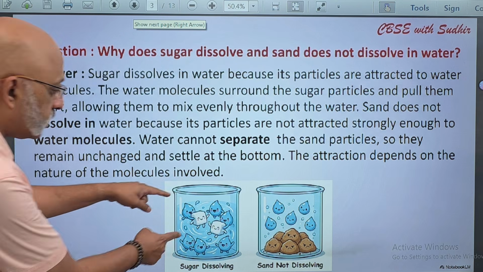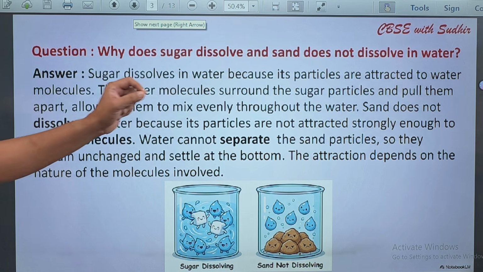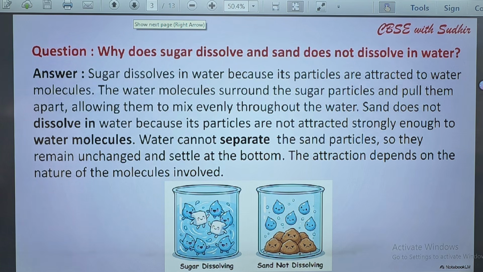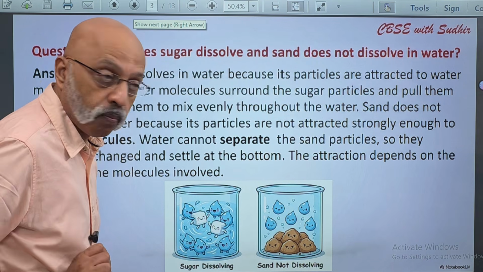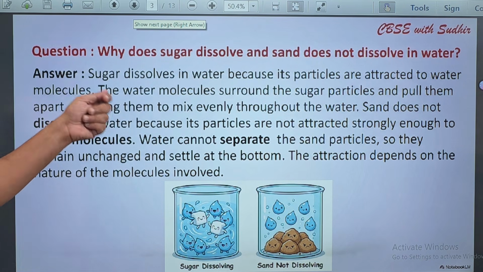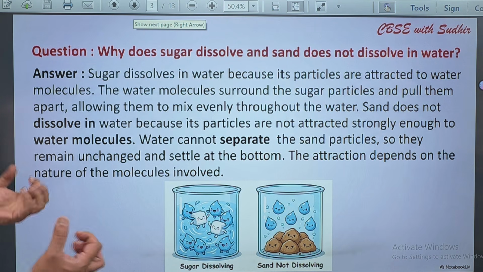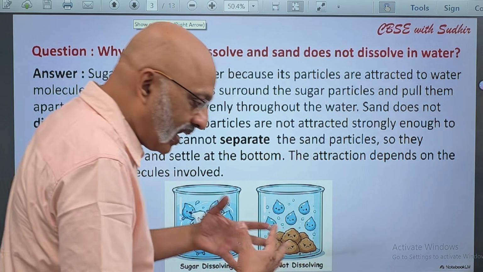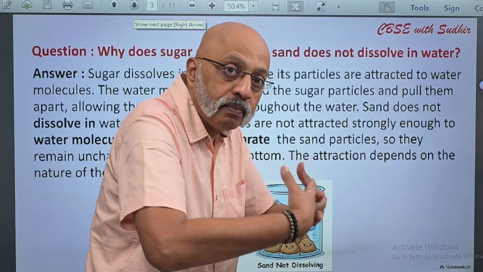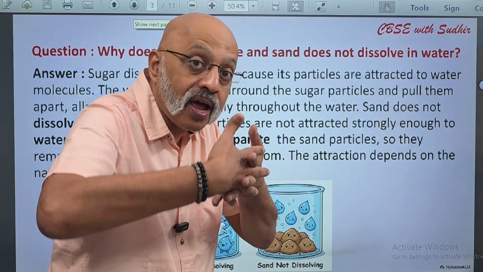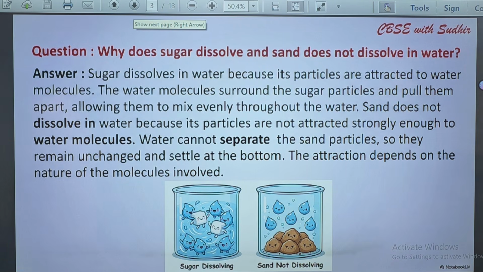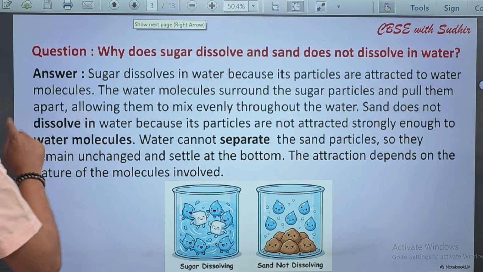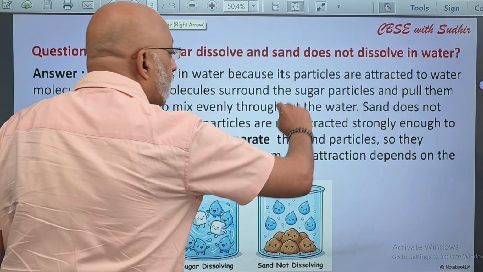Sugar dissolves in water like this because its particles are attracted to water molecules. So there is an attraction between the sugar particles and the water molecules. The water molecules surround the sugar particles and pull them apart, allowing them to mix evenly throughout the water. So that allows them to occupy the spaces between them because there is a sense of attraction between the sugar and the water molecules.